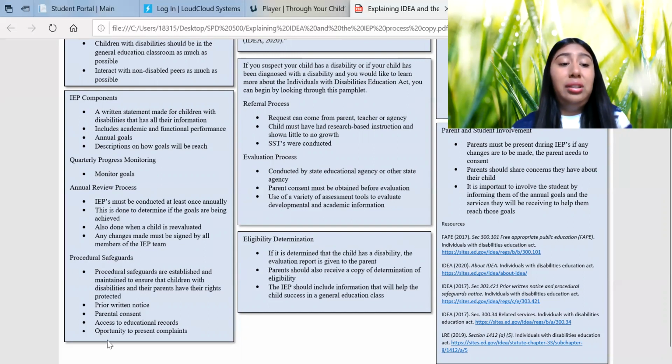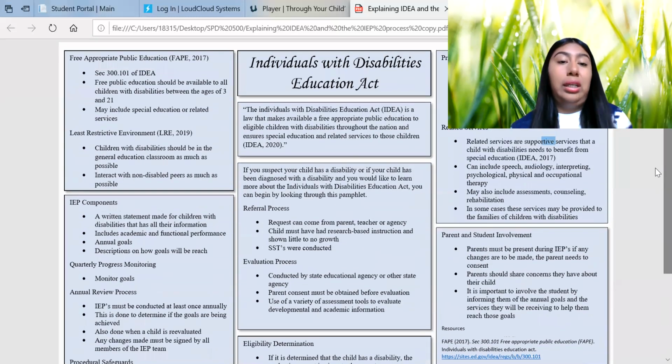Okay, if we go down a little bit, we see more information about procedural safeguards. These are procedural safeguards that are established to ensure that children and parents with disabilities have all of their rights protected. And this can include rights such as parental consent, having access to educational records, and the opportunity to present complaints, for example, if a service is not being met.